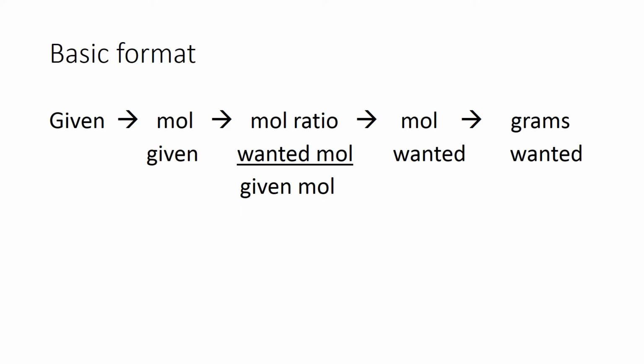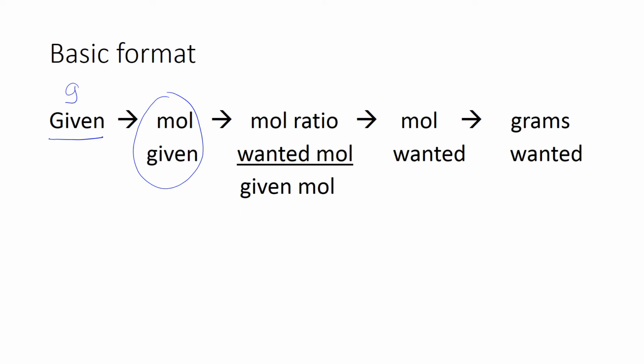So you're going to be given a substance, and it may be in grams, it may be in moles already, it could be in liters, it could be in molecules, but your first goal is to take that given, whatever the substance is, whatever the unit is, and get it to moles. So you're going to have to do a mole conversion first. Sometimes you'll be given a substance in moles, and so you can skip that first conversion. The next step is to compare the mole ratio of what you're given versus what you want.